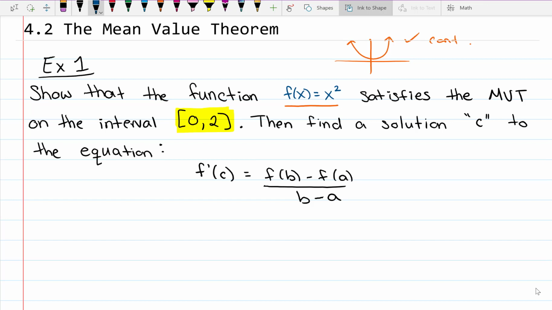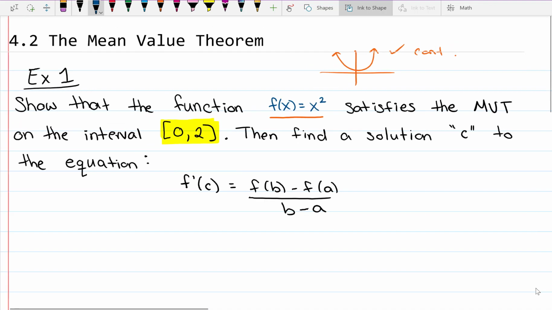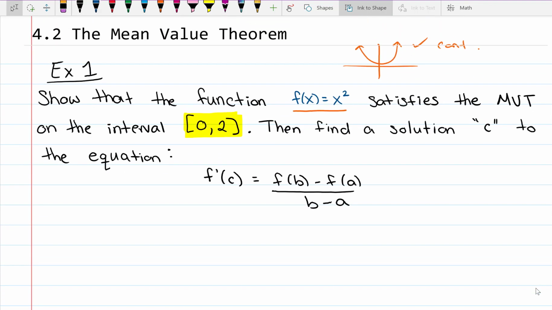So to show that it satisfies means that we can show that the derivative at a point is equivalent to the average rate of change. So all we need to do is solve for the slope of the tangent line. So let's go ahead and do that. We have that f of x is equal to x squared. So f prime of x is equal to 2x. This means, well, we want to find f prime of c. So f prime of c is going to be equal to 2c.